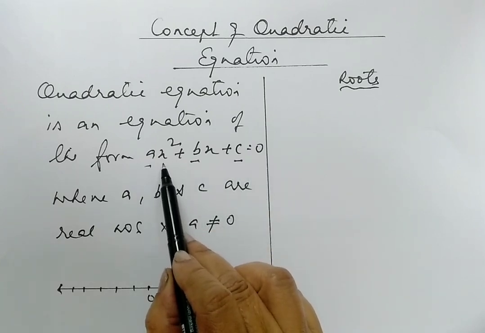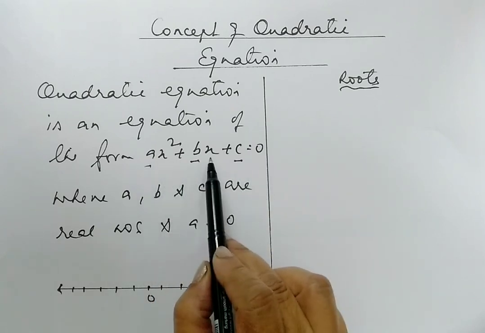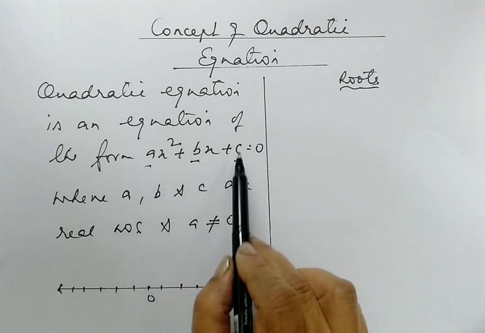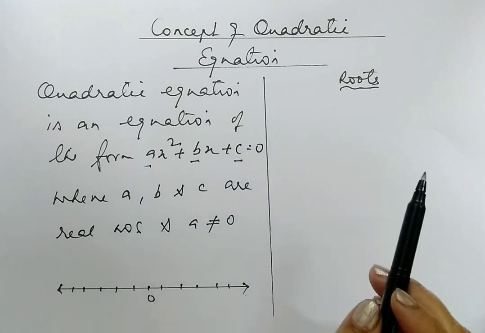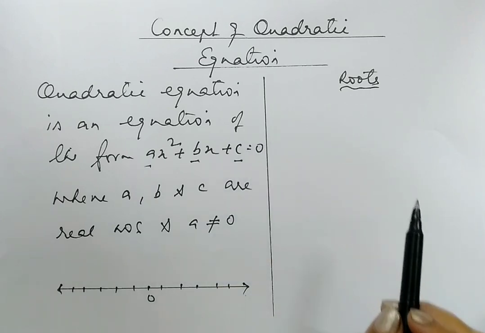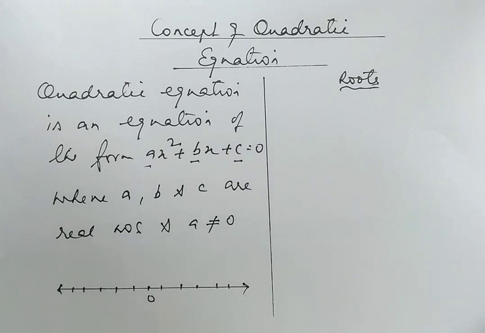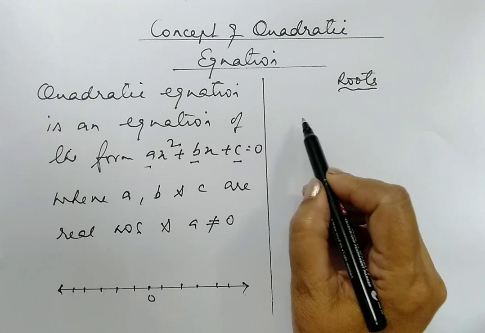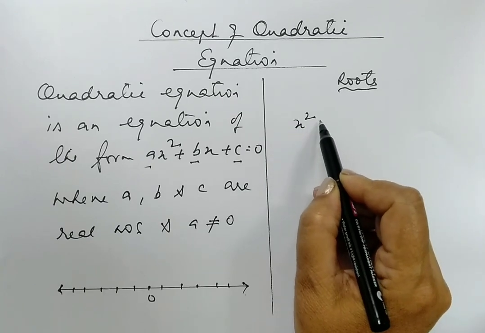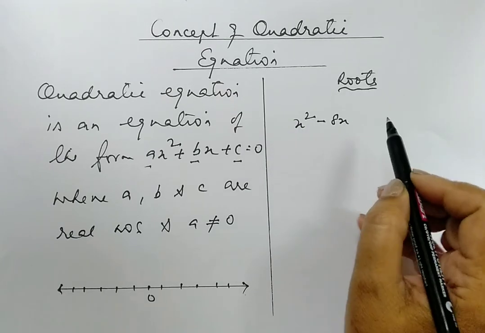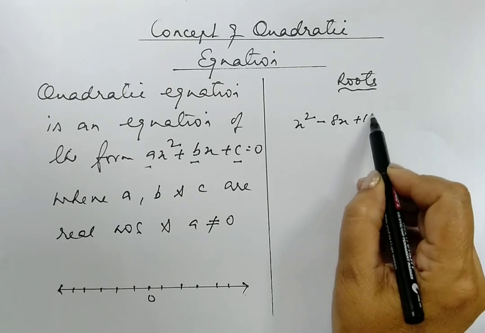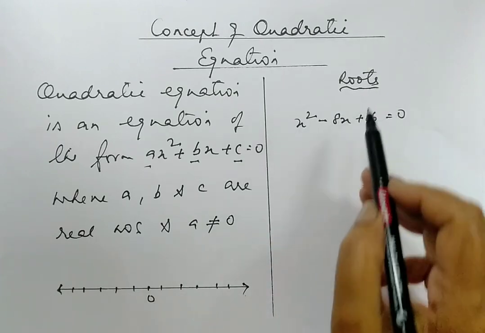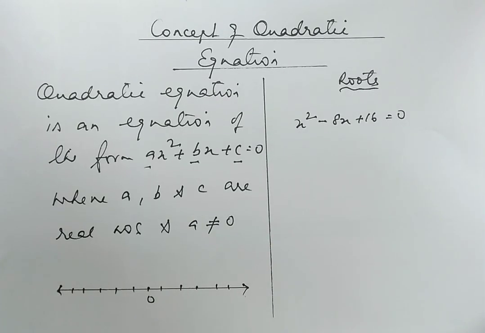Means those values of x, when put here, will end up as 0. So the left hand side will be equal to the right hand side. Am I right? I can explain this through an example. So first, let's take x square minus 8x plus 16 equals 0. So this is a quadratic equation.